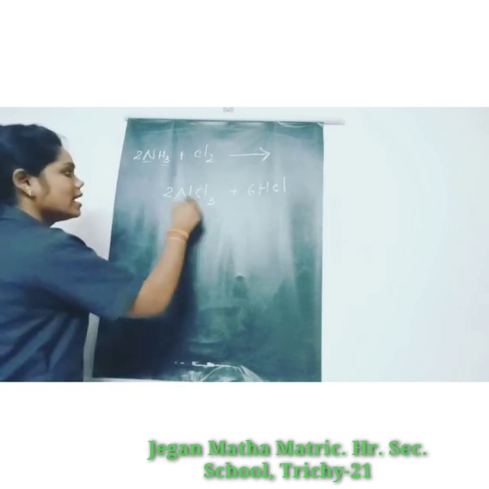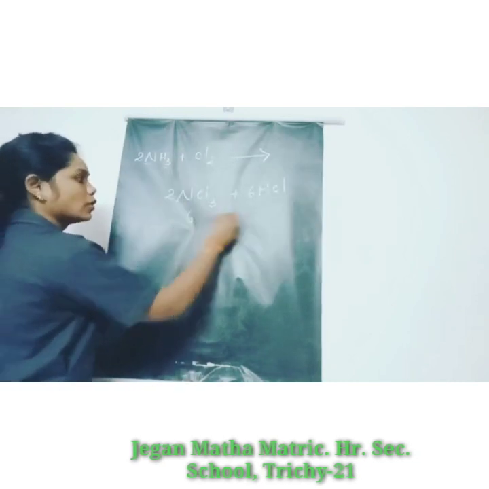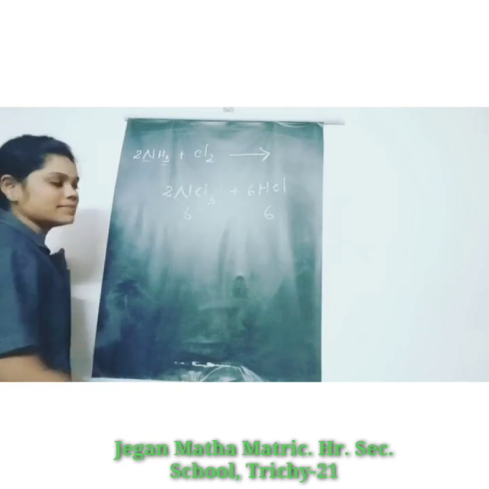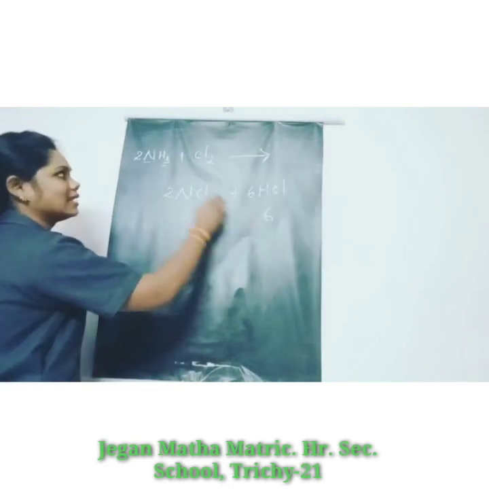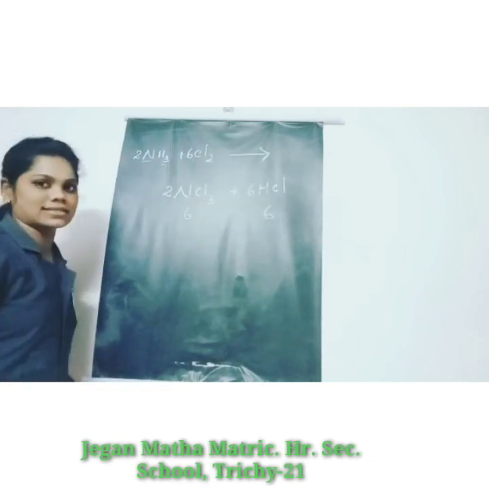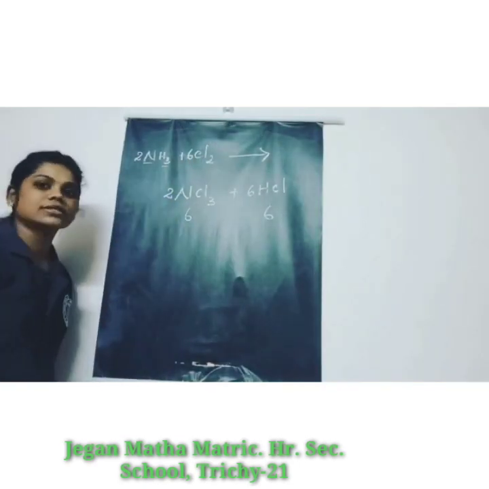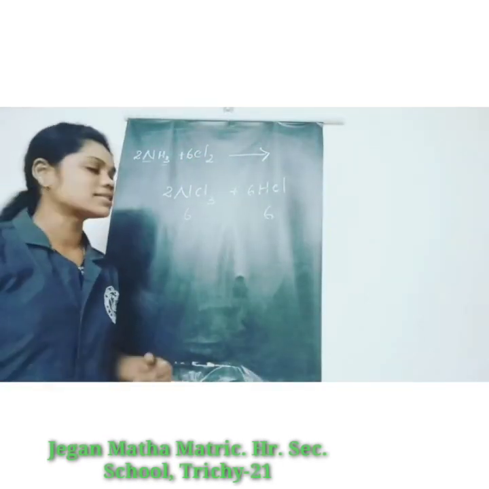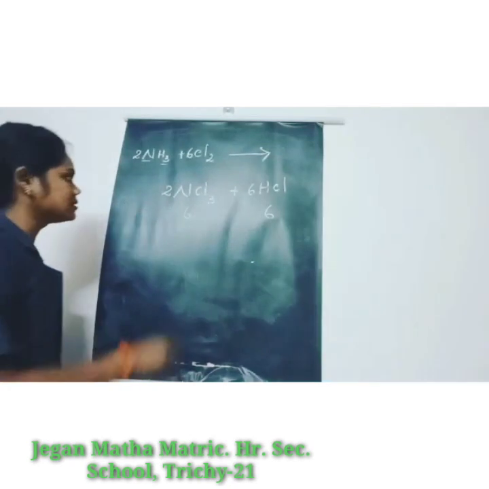What is remaining? Here chlorine 3 2s are 6, so here also chlorine 6 times. So 6 plus 6 is 12 times. So here chlorine is 6 times, so 6 2s are 12. Now the equation is balanced. And the next equation is ammonia.